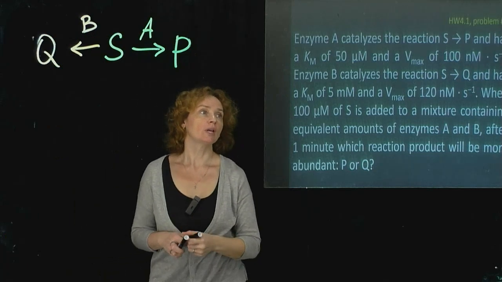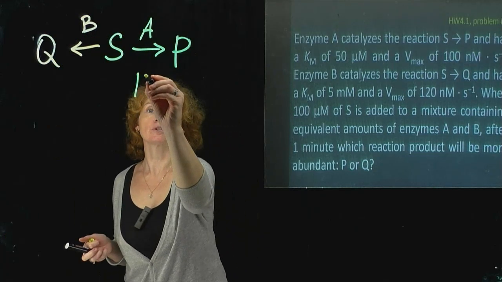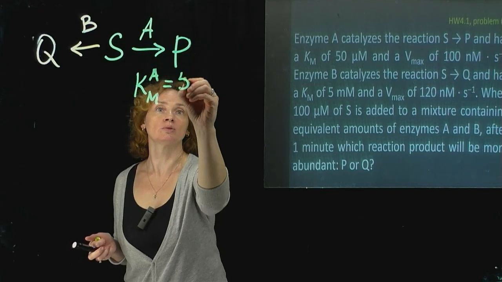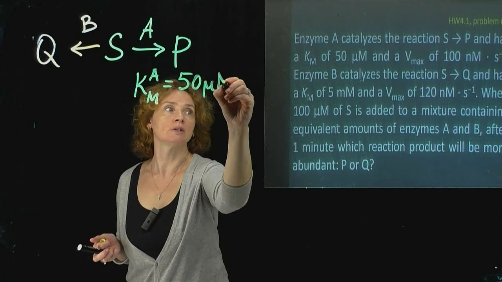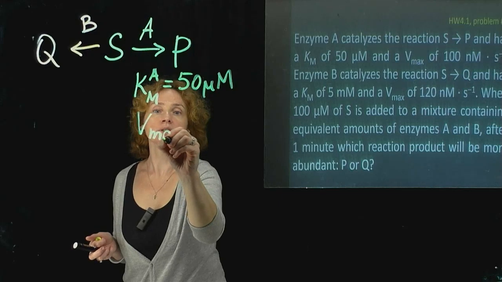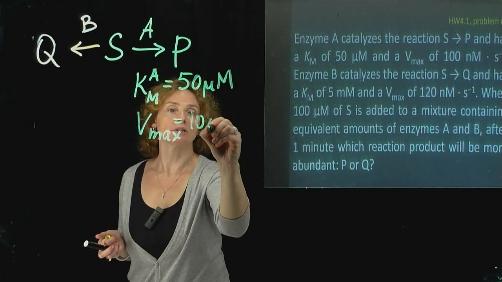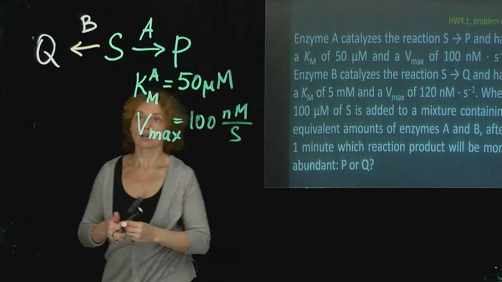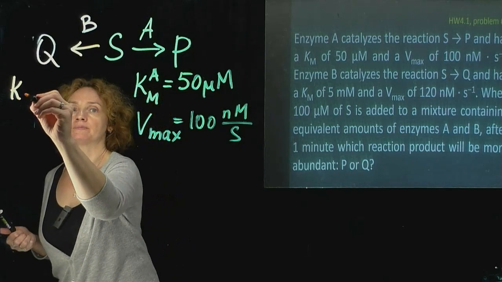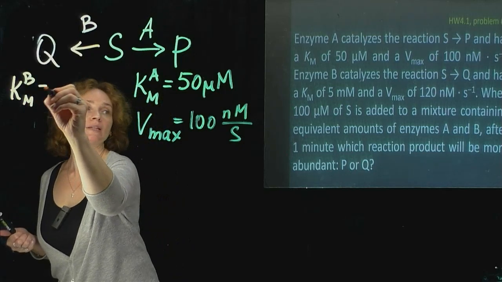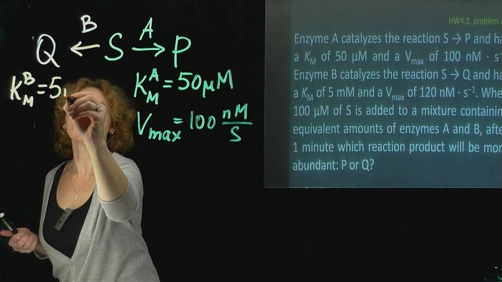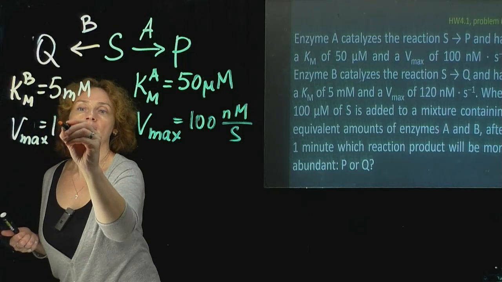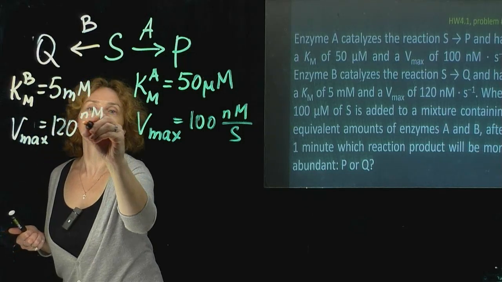So for the first reaction, the Km is equal to 50 micromolar, and the maximum velocity is equal to 100 nanomolar over seconds. For the second enzymatic reaction, the Km is 5 millimolar, while the maximum velocity is 120 nanomolar over seconds.